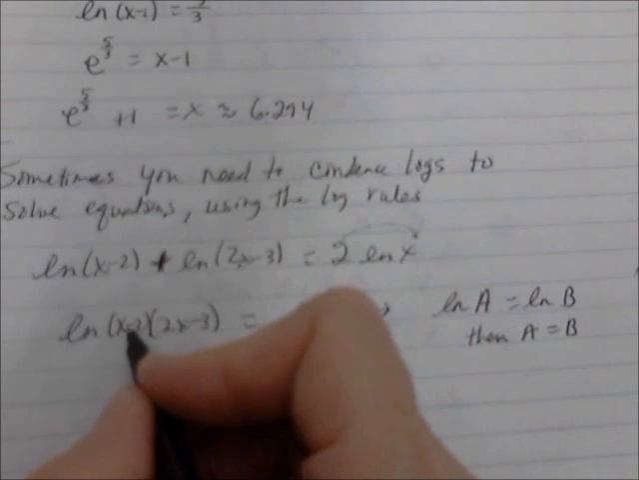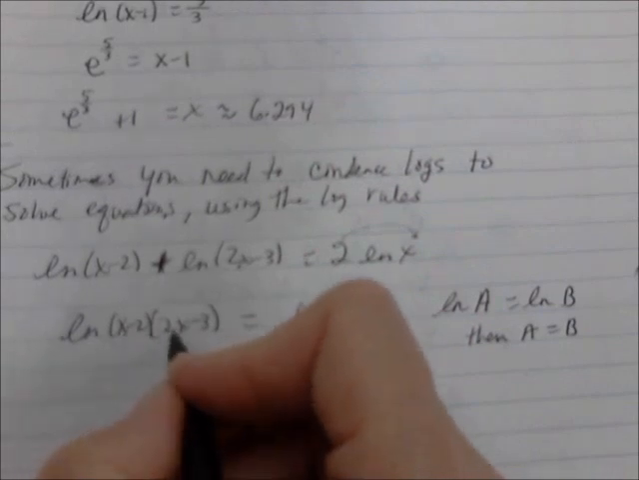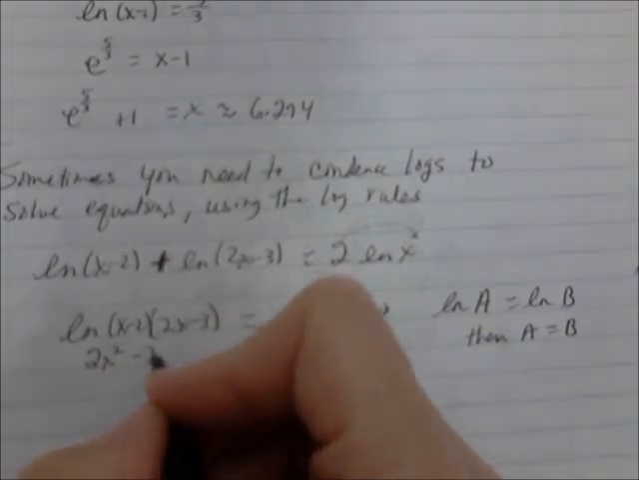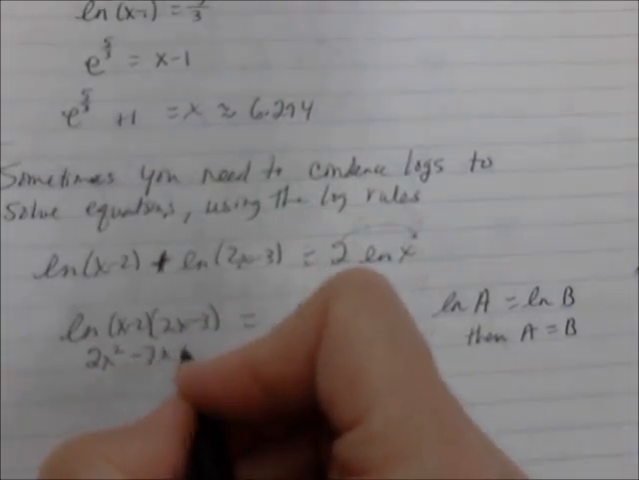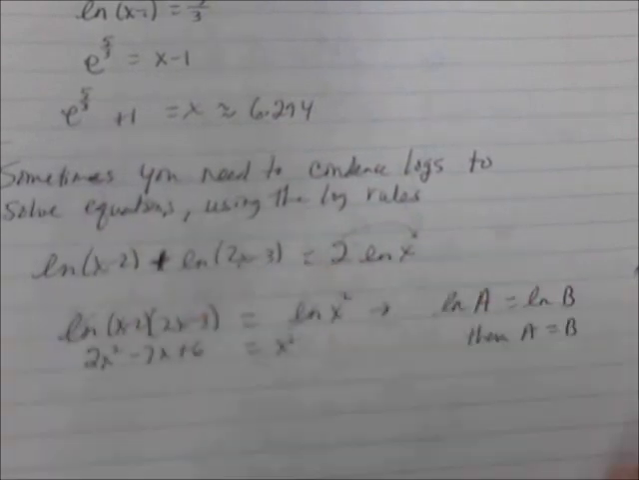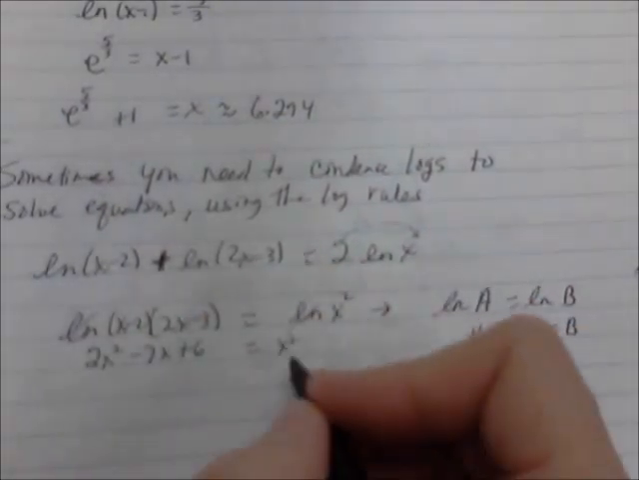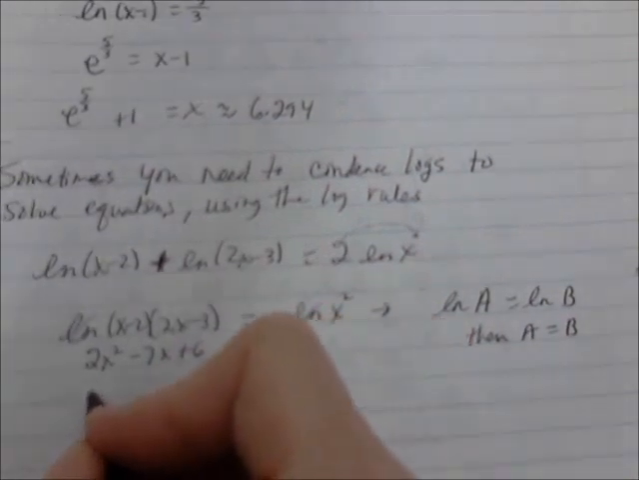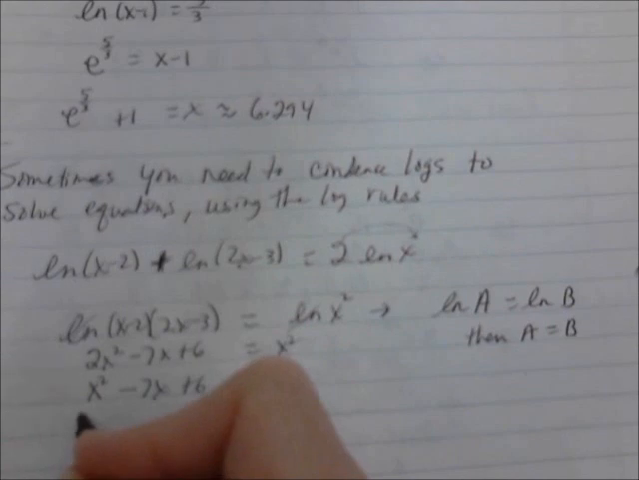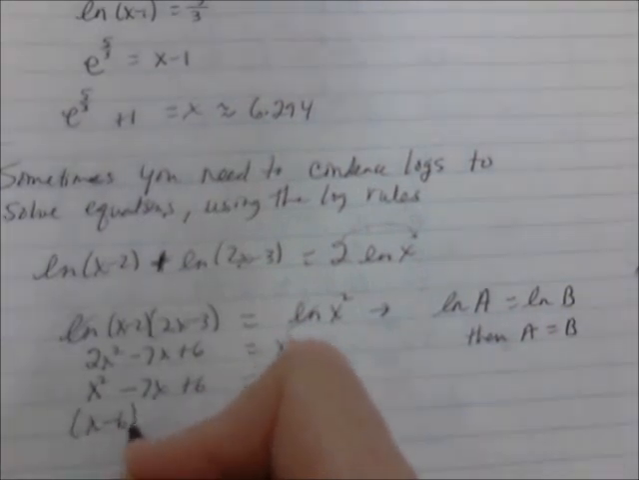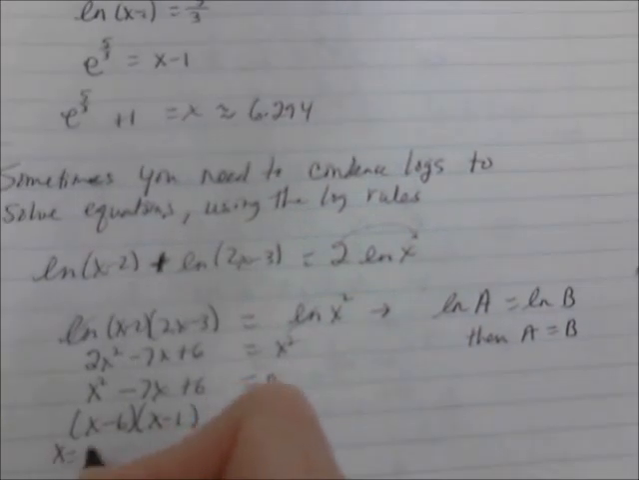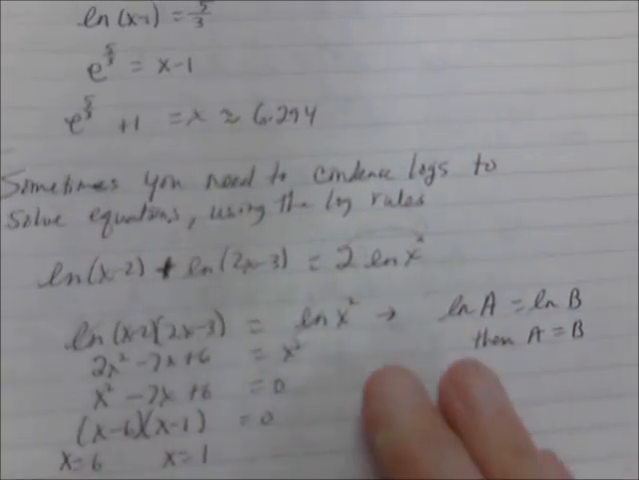So if I multiply x minus 2 times 2x minus 3, I'll come up with 2x squared minus 7x plus 6, and that's equal to x squared when you get rid of those logs. Setting it equal to 0 by subtracting x squared from each side, you get x squared minus 7x plus 6 is equal to 0, which is factorable, minus 6, minus 1. So you get x is equal to 6 and x is equal to 1.